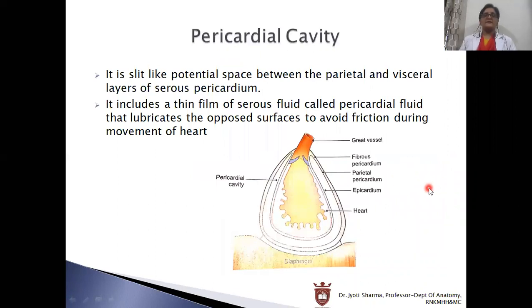Pericardial cavity is a slit-like potential space between the parietal and visceral layers of serous pericardium. It includes a thin film of serous fluid called pericardial fluid that lubricates the opposed surfaces to avoid friction during movement of heart. Here again we can see the outer layer is the fibrous layer. The inner two layers are the serous layers, the parietal pericardium and the visceral pericardium, and in between these two layers there is a pericardial cavity filled with pericardial fluid.